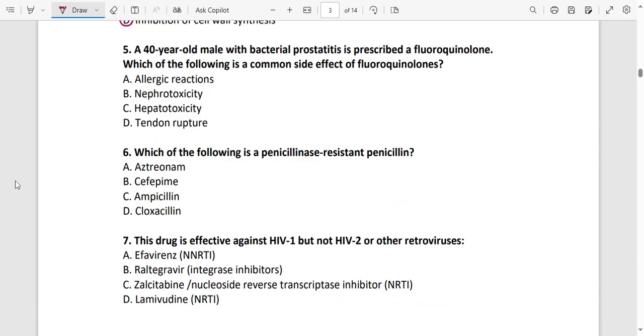A 40-year-old male with bacterial prostatitis is prescribed with fluoroquinolone. Which of the following is a common side effect of fluoroquinolones? Allergic reaction, neurotoxicity, hepatotoxicity, tendon rupture. Anyone?